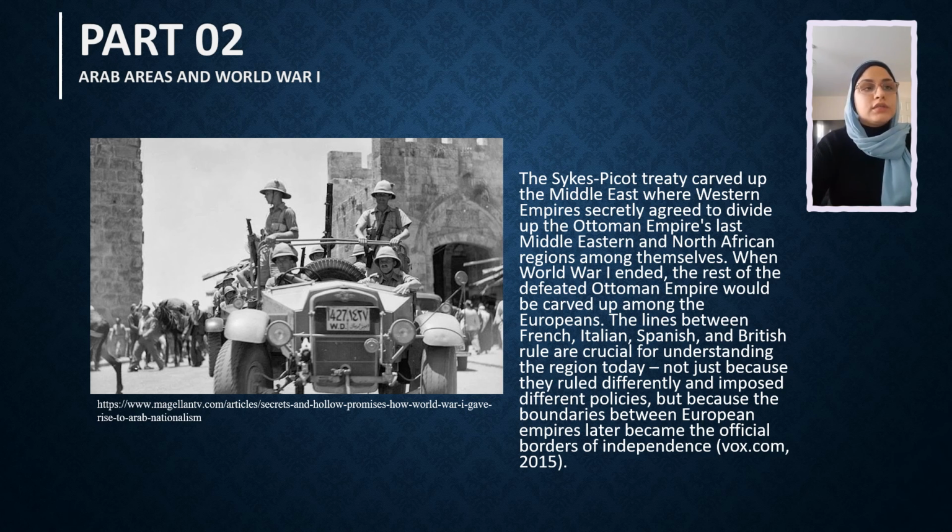So you could notice that North Africa was predominantly managed by France, while other areas were managed by the British. So when World War I ended, the rest of the defeated Ottoman Empire was also carved up by the Europeans, also creating today's Turkey. So that is part 2. On to part 3.